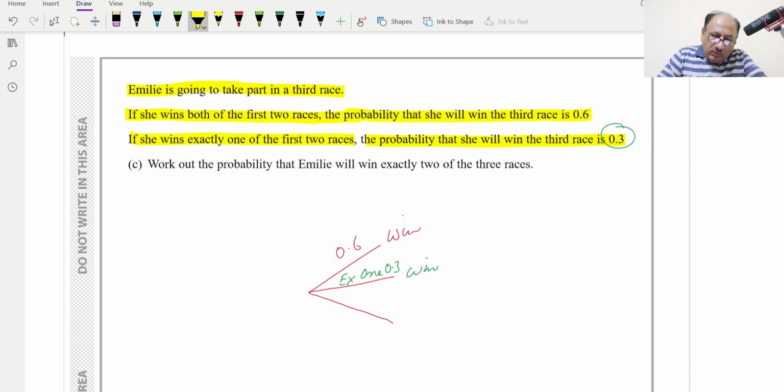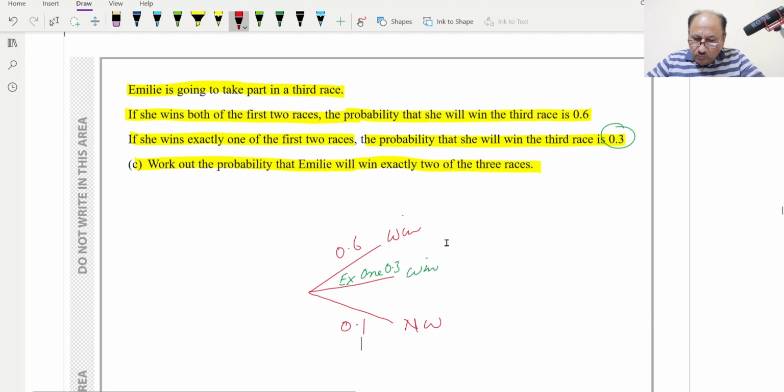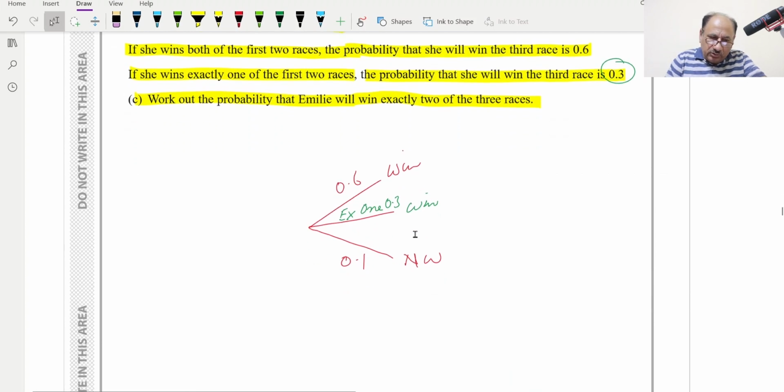Then the third one is what? Work out the probability that Emily will win exactly two of the three races. Two of the three races. And there can be this third option also, which is not win, and the not win situation will be 0.6 and 0.3, and this will be 0.1. So what we can do, we can have two situations. One situation will be first one win, second one win, and third one not win. And the second situation can be win, not win, and last is win.